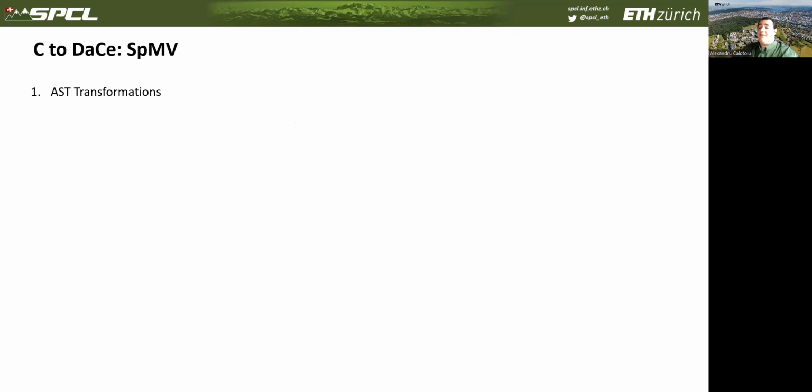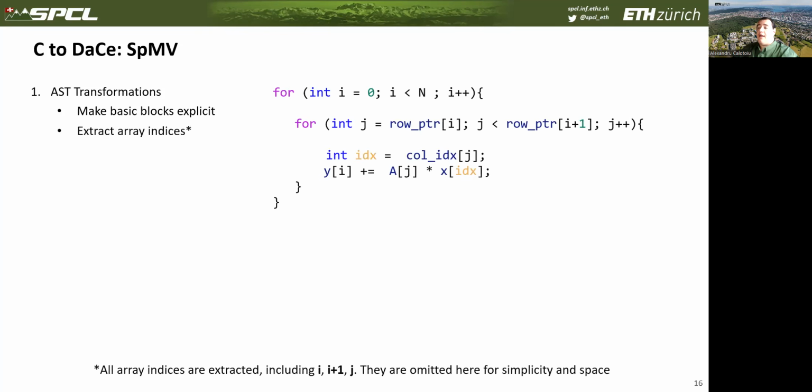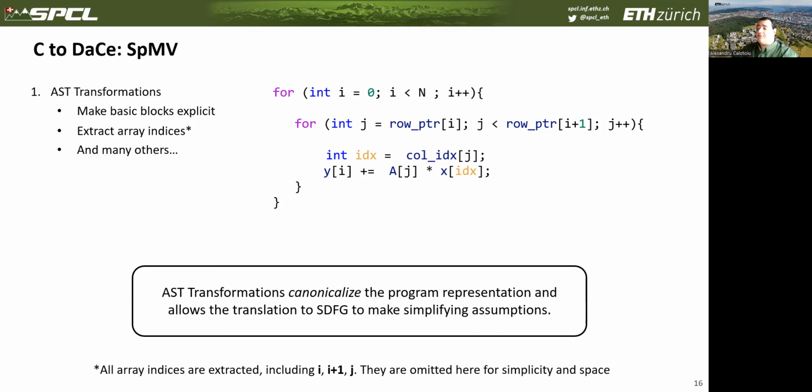We do this by first making some simple transformations, making basic blocks explicit, and some transformations which are more involved, such as extracting all array indices, which leads to effectively an SSA form, so static single assignment form, for all array access patterns. This will be important later, and many other such transformations. The main goal here is to canonicalize the program representation and allow our translation to the SDFG to make simplifying assumptions.